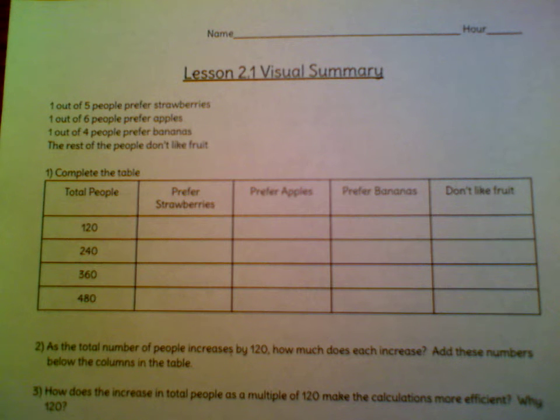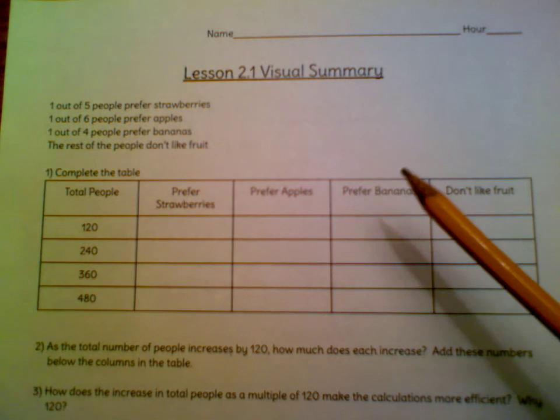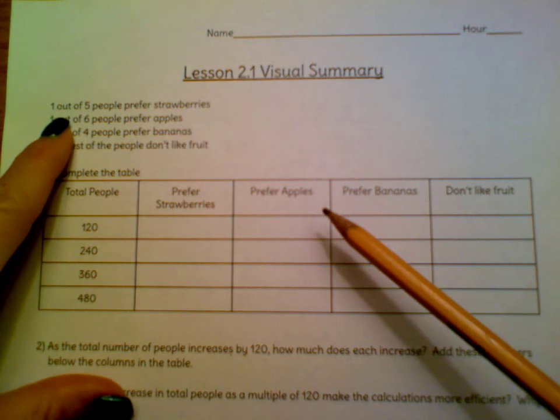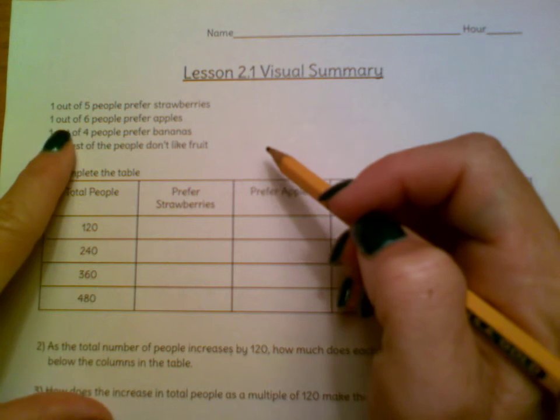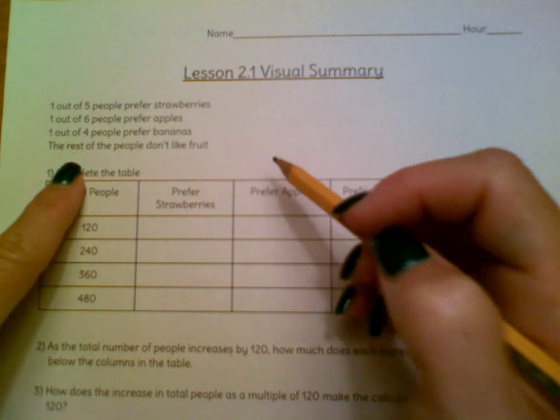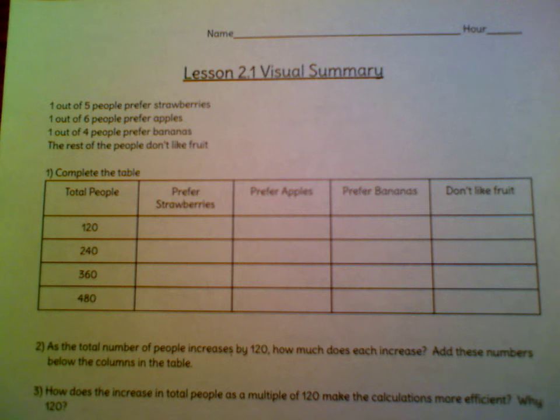This is the lesson 1.2 visual summary. So they give me some ratios that we've worked with in the last chapter. 1 out of 5 people prefer strawberries. 1 out of 6 prefer apples. 1 out of 4 prefer bananas, and the rest don't like fruit.